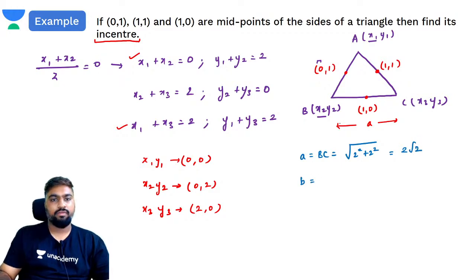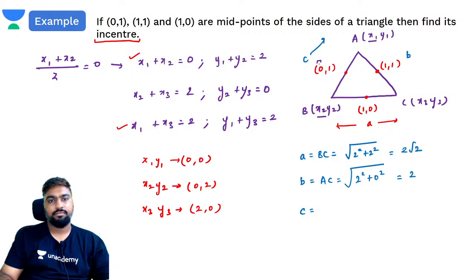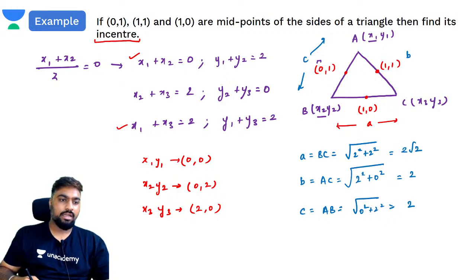Correct? What will be b? That is nothing but this. This is b. How will you find out b? x1 and x3. x1, x3 becomes simple. 2 square, sorry, ac, है ना? That is basically root of 2 square plus 0 square. This is 2. Yes, and c क्या है? ab. This is c. That is ab, a and b का भी 2 हो गया. Yes, ab is also root of 0 square plus 2 square, which is 2. Done.